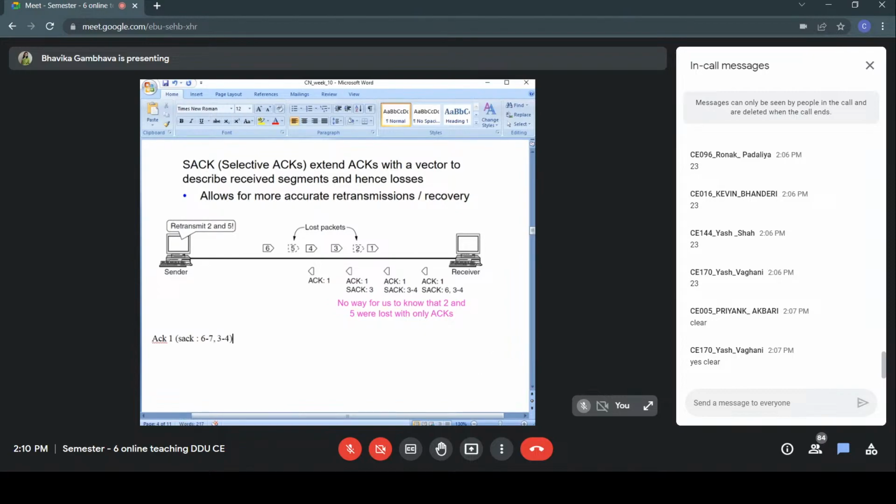So you clearly know that this is acknowledgement of 1, and 3 and 4 are delivered. That means 2 is yet to be delivered, and 5 is yet to be delivered. So you have a kind of mirror image of what data your receiver is having. And accordingly, you can decide your retransmissions. So we will never have unnecessary or wrong retransmissions, and quick and efficient retransmissions will be supported in case of selective acknowledgements.